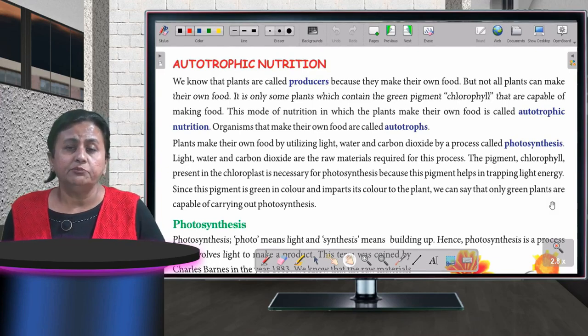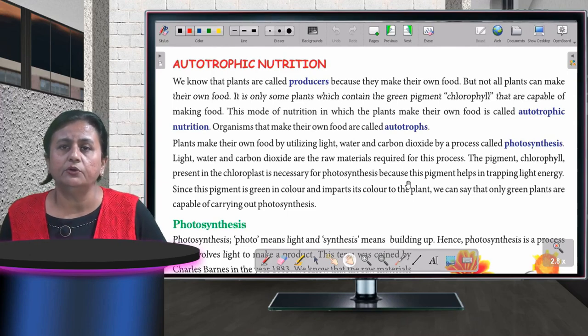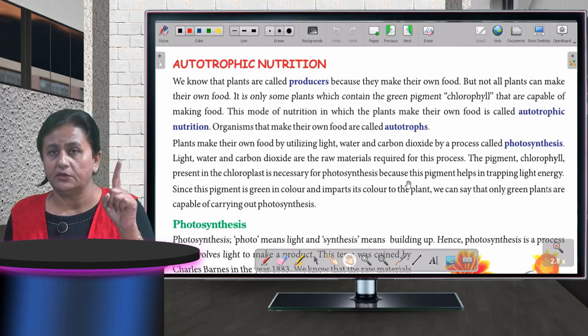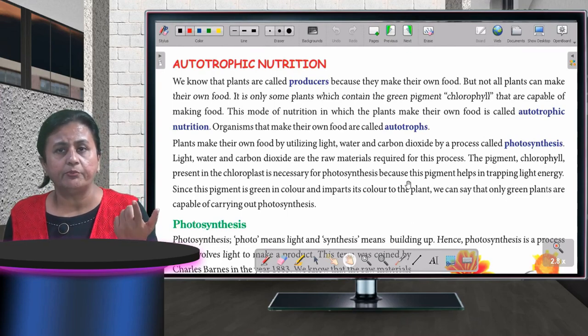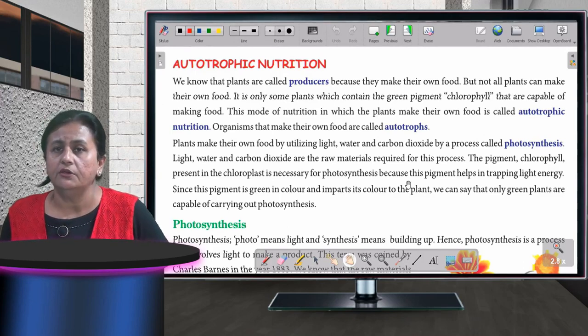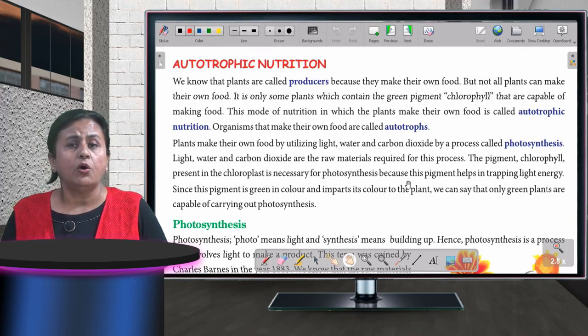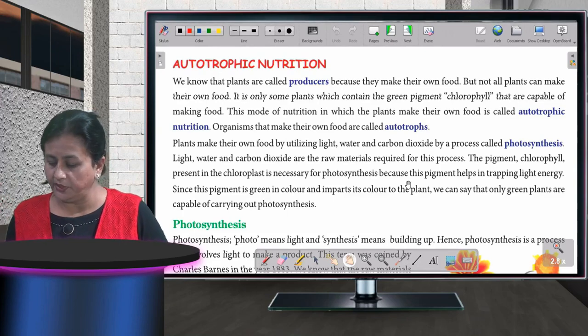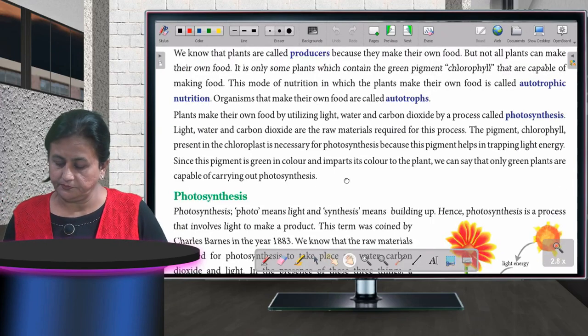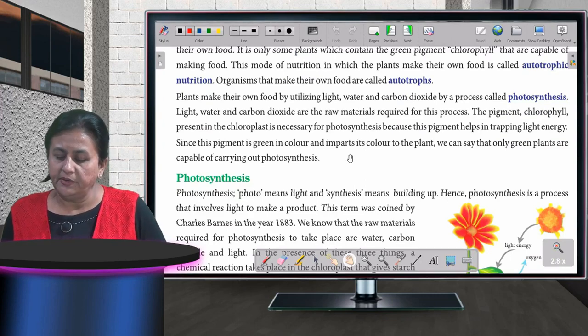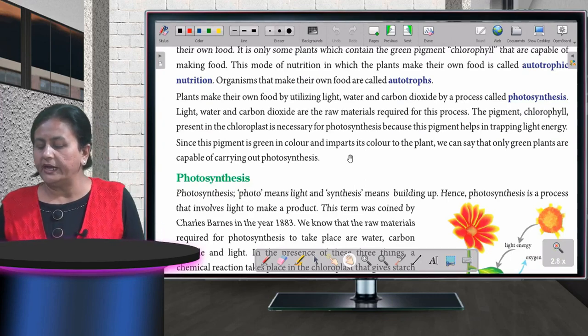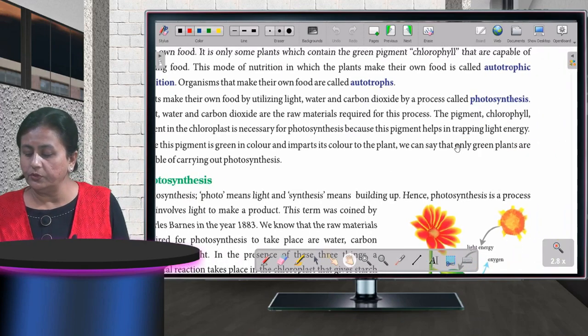All these three club together, and what happens after this? The plant gives out two products. The first product is starch, which the plant utilizes on its own, and the second byproduct is oxygen, which all living organisms, be it animals, human beings, a small animal or a big animal, everyone utilizes. So plants make their own food by utilizing light, water and carbon dioxide by a process called photosynthesis.